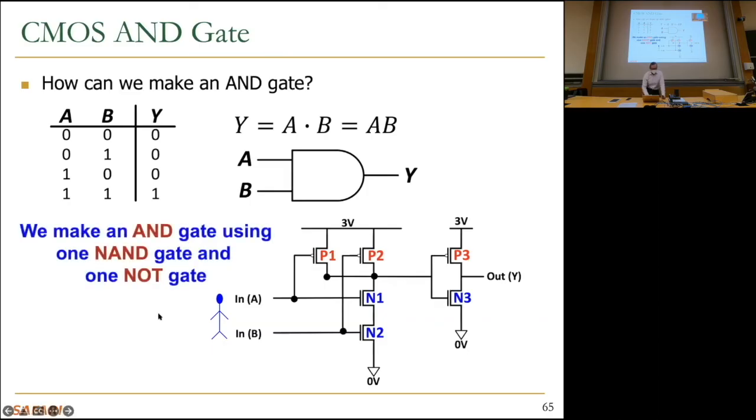Okay, so basically we make an AND gate using one NAND gate and one NOT gate. And that's the downside of this technology. You need to use 6 transistors to make it happen in CMOS.